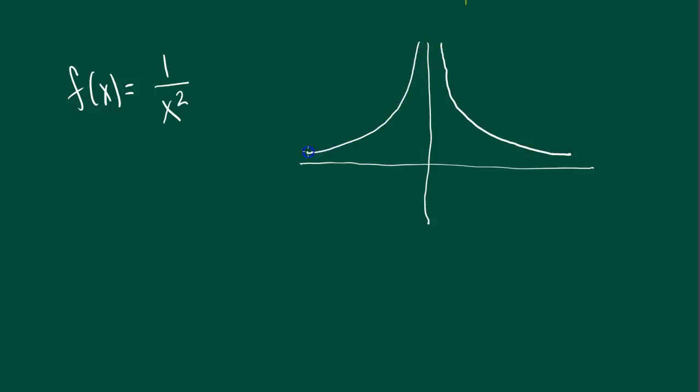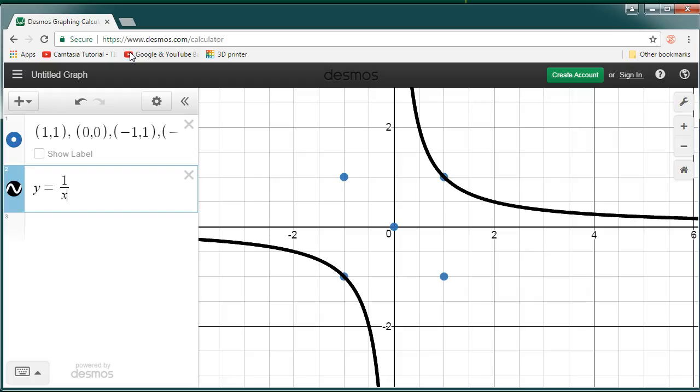Still has the same asymptotes. Still goes through 1, 1, negative 1, positive 1. And by the way, the reason that these are called rational functions is that they are ratios of polynomials. And that's one of the things we'll have a lot to say about later on. Let's look at this in Desmos.